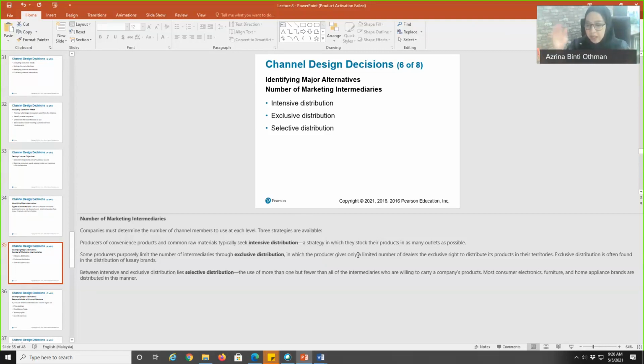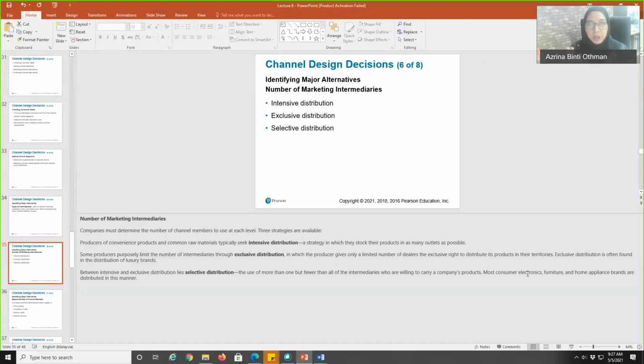How about selective distribution? Selective distribution is between intensive dengan exclusive. So in between, it is less selective. Antara intensive dengan exclusive, tengah-tengah tu selective. So it is the use of more than one but fewer than all the intermediaries who are willing to carry the company's product. Ada satu atau dua, kurang daripada banyak intermediaries yang ada tu. Most consumer goods, for example, consumer electronics, furniture, home appliance brands are distributed in this manner. So biasanya produk harian yang consumer guna dalam rumah ataupun di pejabat, kita guna selective distribution. Intensive ataupun selective. Kalau grocery, kita guna intensive. Kalau selective, for example, appliances, furniture, electronics, gadgets, kita akan guna selective.